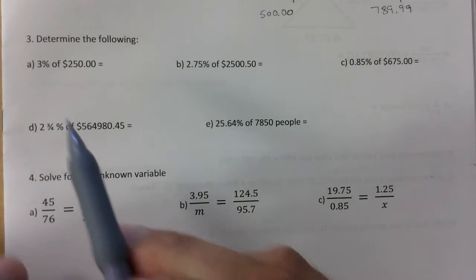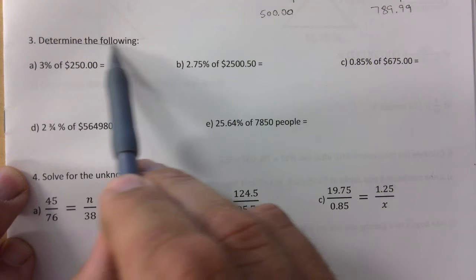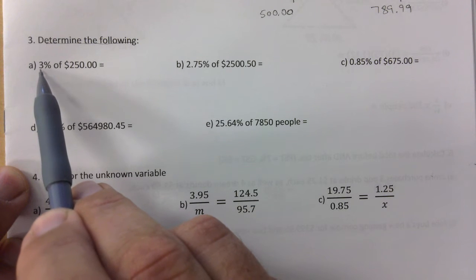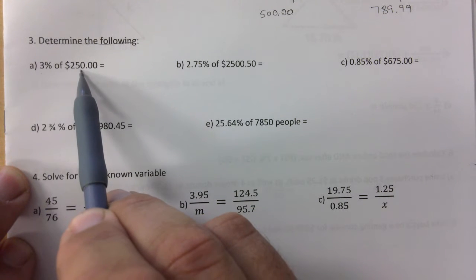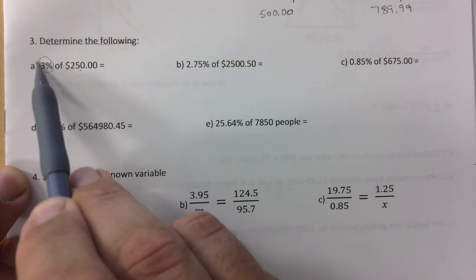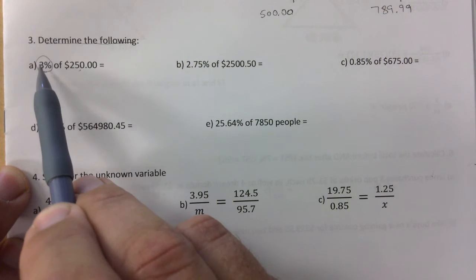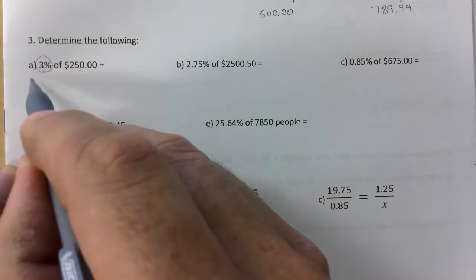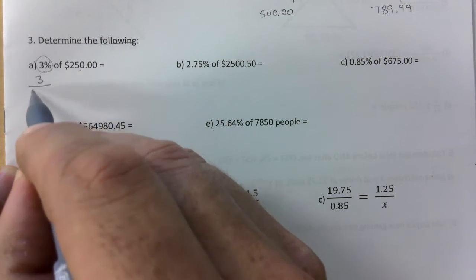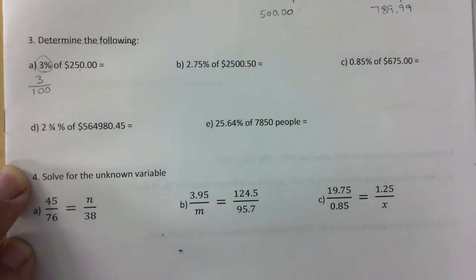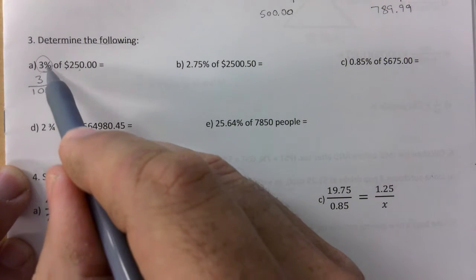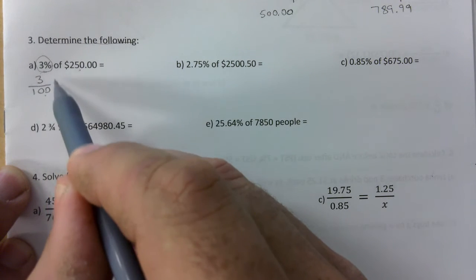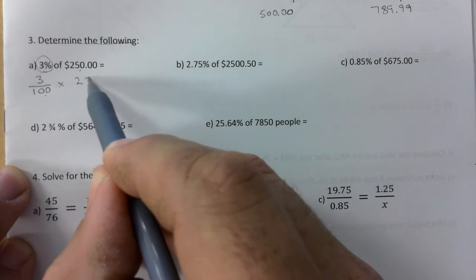Okay. And then determine the following. You can never just go 3 times the number, okay? You always have to turn this into a decimal. So 3%, think of it as a fraction that is saying 3 over 100. Cent is 100, century, right? So there you go. Of is always times, and then there's 250.